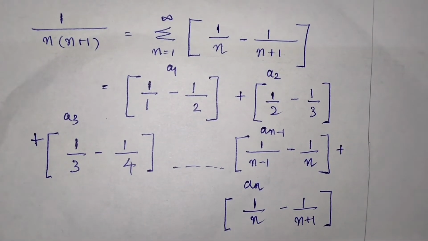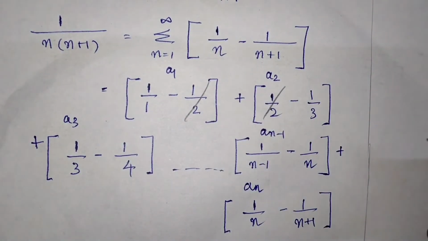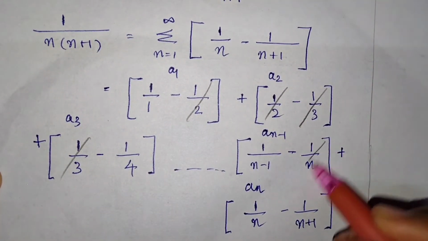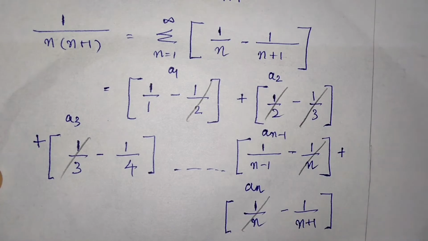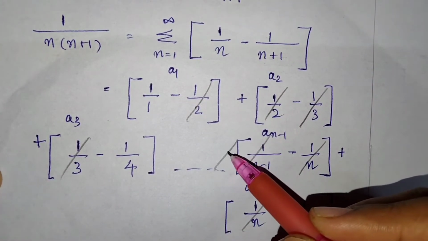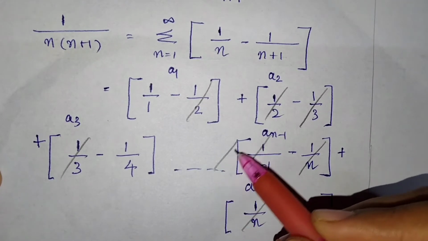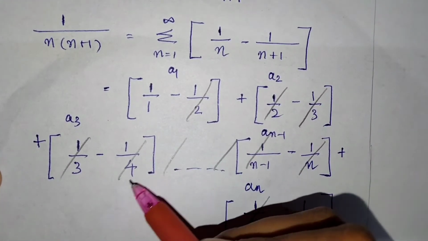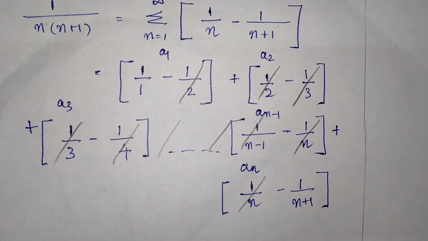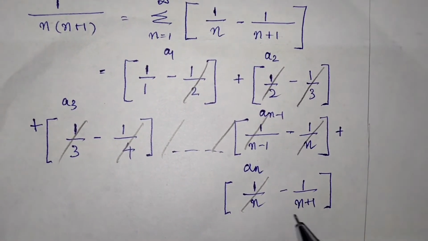Now see what will happen. Here minus 1 by 2 and 1 by 2 will get cancelled. Again minus 1 by 3 and 1 by 3 will get cancelled. This minus 1 by n and 1 by n will get cancelled. And this 1 upon n minus 1, somewhere here we will have 1 upon n minus 1, with that term it will get cancelled. 1 by 4 will also get cancelled with plus 1 by 4. So what remains here? Only 1 and this term, minus 1 upon n plus 1.